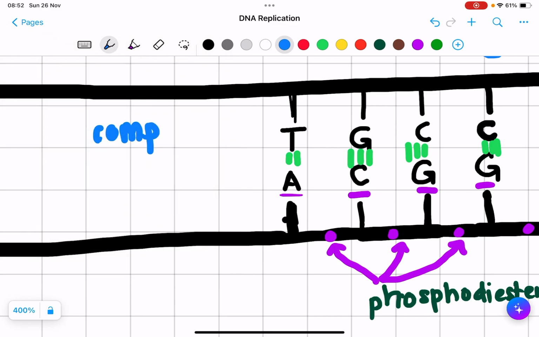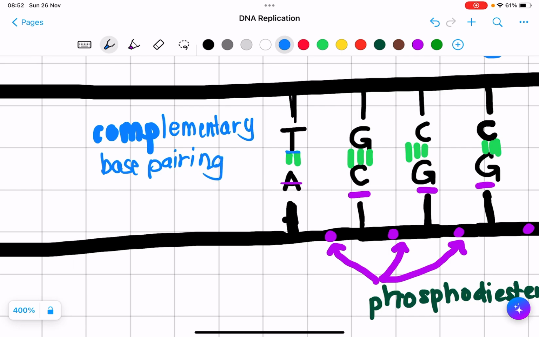complementary base pairing. Complementary base pairing. Why complement? Sebab dia akan bind dengan dia punya pasangan. T mesti dengan A. T tak boleh dengan G, T tak boleh dengan C. Base because it is T, A, G, C semua tu adalah nitrogenous base. Nitrogenous base yang ada dalam DNA nucleotides.